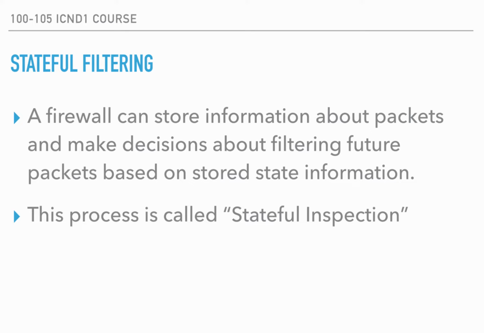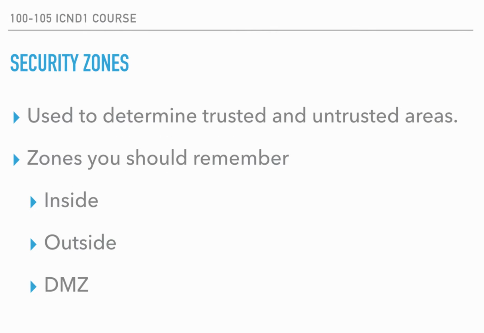Now, firewalls not only filter packets, but they can also pay attention to the hosts that initiate communication and permit or deny that communication based off the host location. To fully understand this, let's talk about the security zone feature of a firewall. Security zones on a firewall are used to determine which areas of a network should be trusted and which areas should not. There are three defined zones you should be aware of, and these are inside, outside, and DMZ.